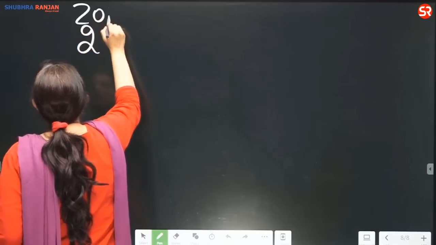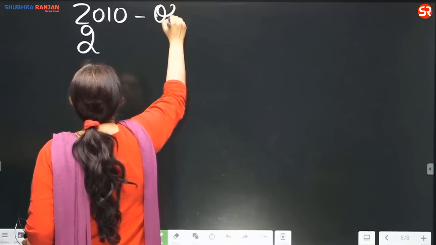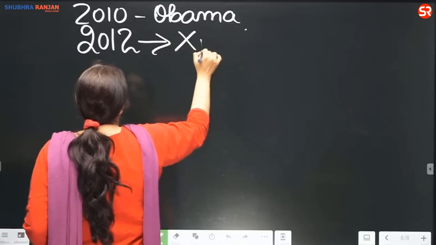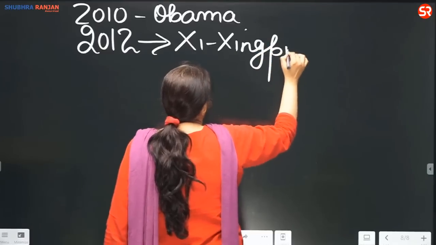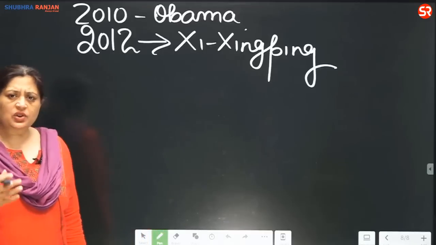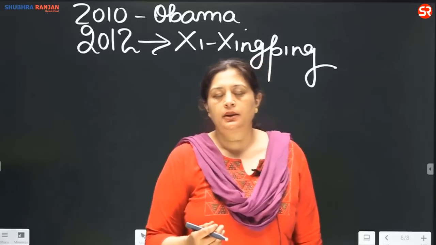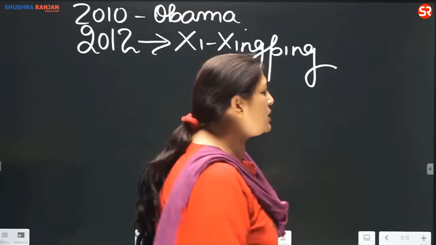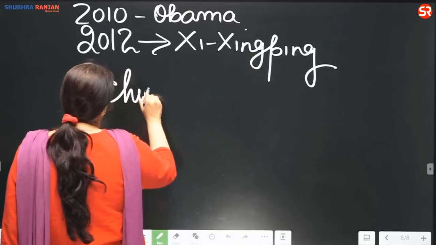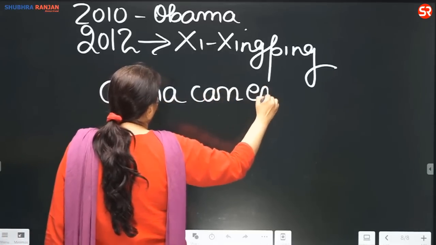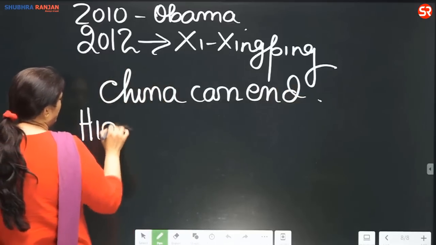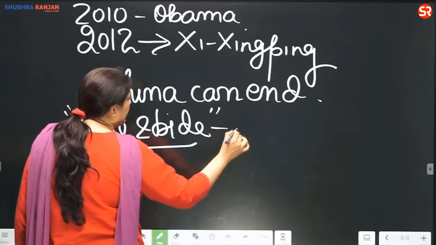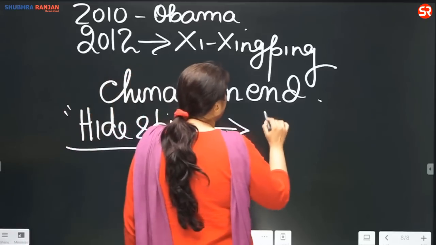Now, after 2009 or 2010, I don't exactly remember, you can just see Obama coming to power in USA, and in 2012 Xi Jinping coming to power, and by this time it was very clear that the US is in a state of decline, which means it is the right moment when China can end its hide and bide strategy, meaning hide or peaceful rise, and China goes for its assertive policies.